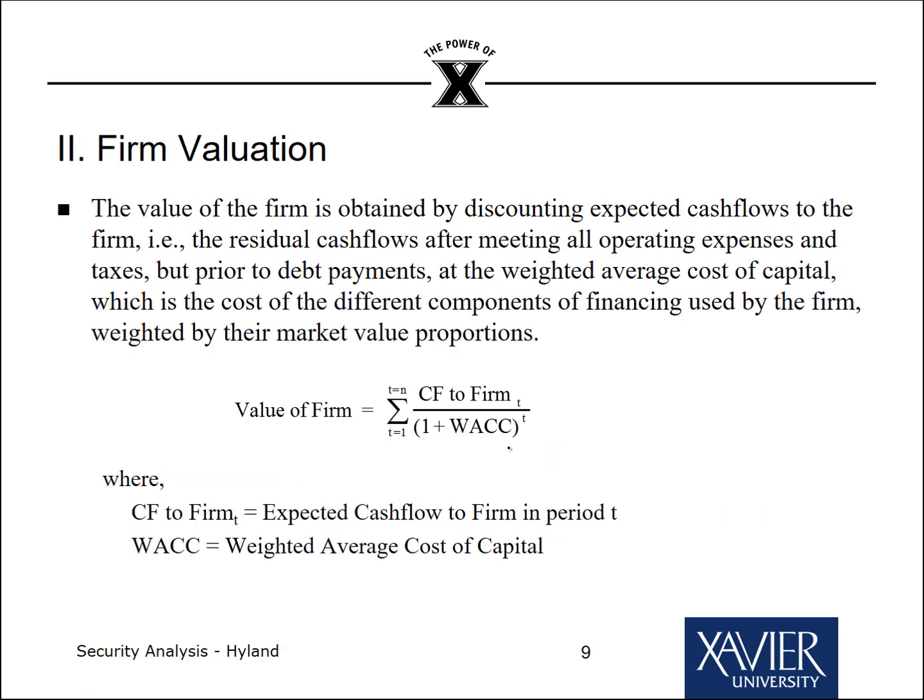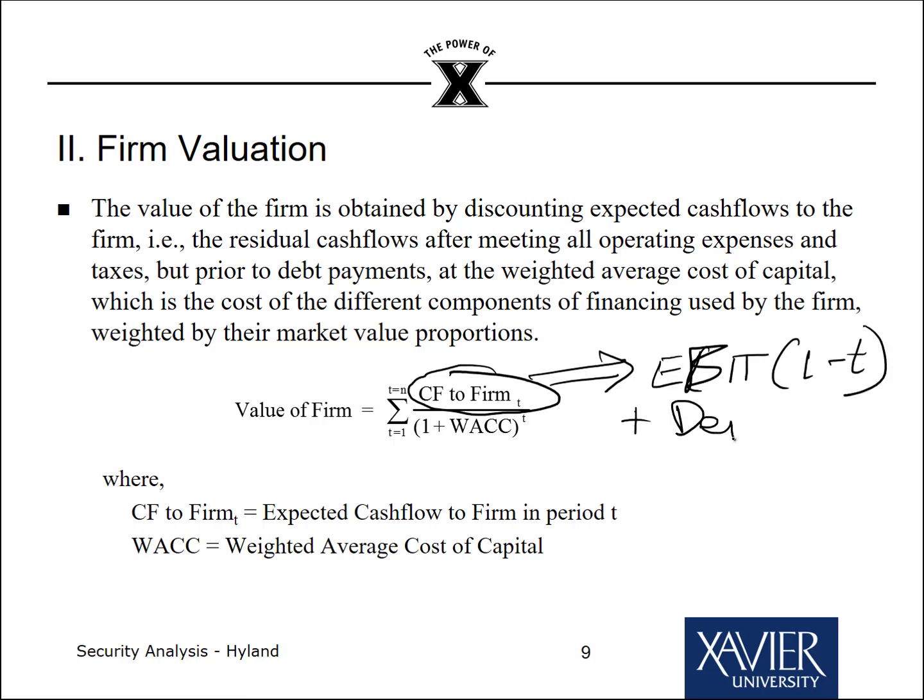Our next approach is the free cash flow to the firm approach. We calculate the cash flows generated to the firm. So basically with a free cash flow to the firm, we're going to start with EBIT times 1 minus the tax rate.